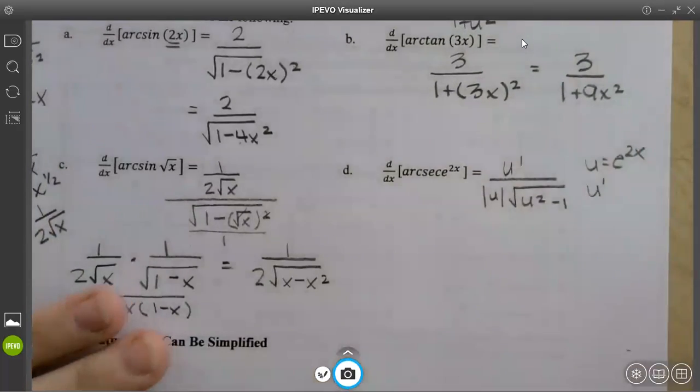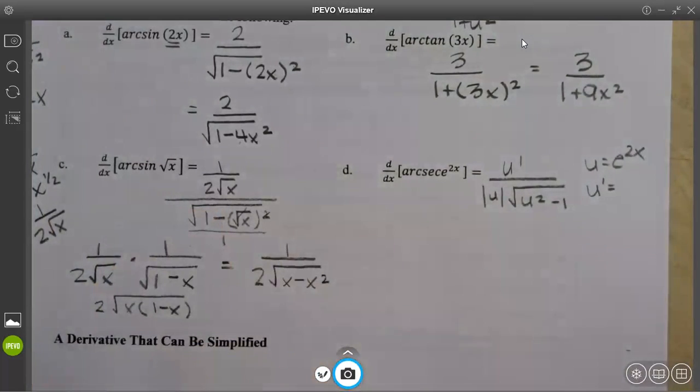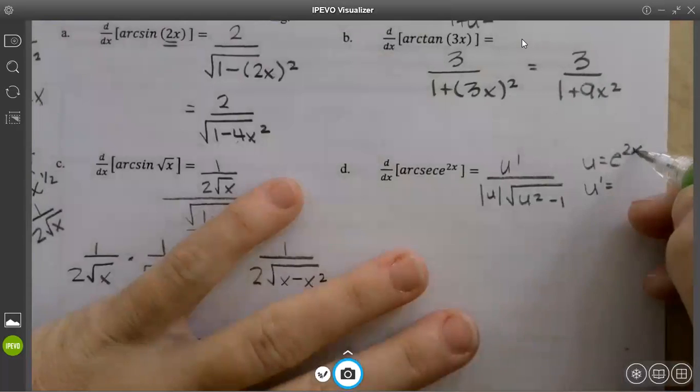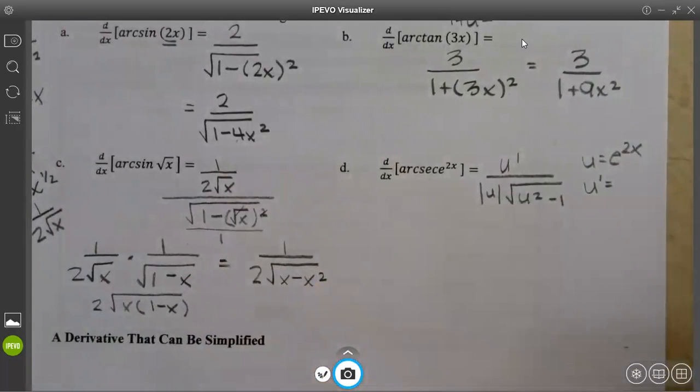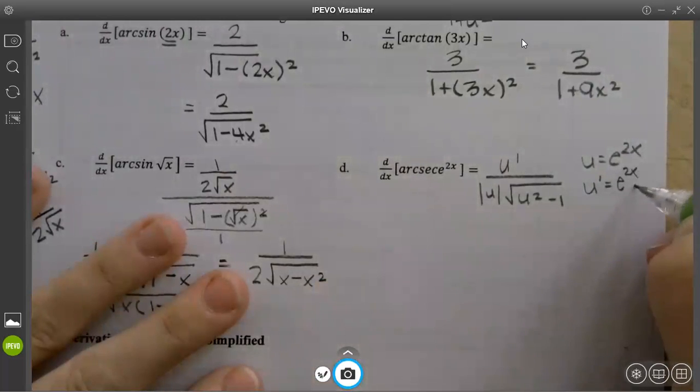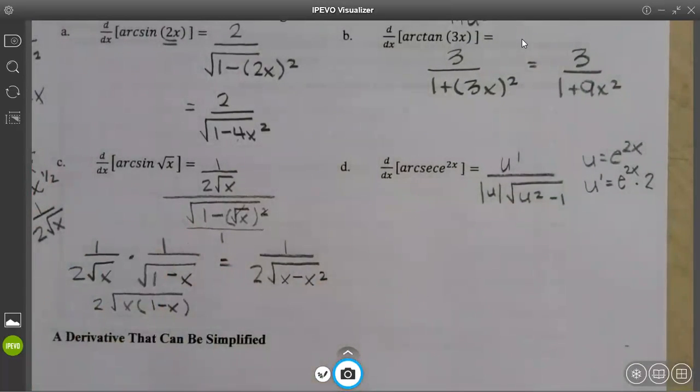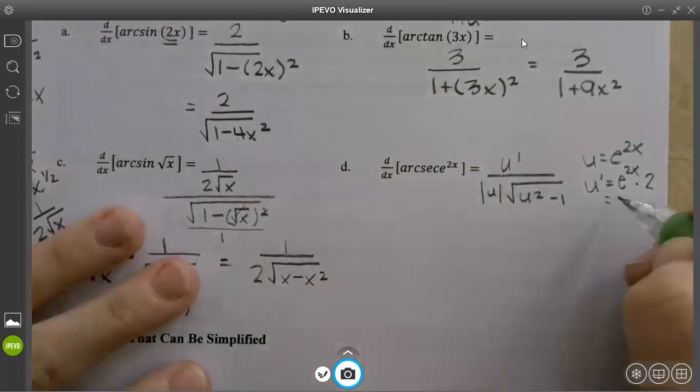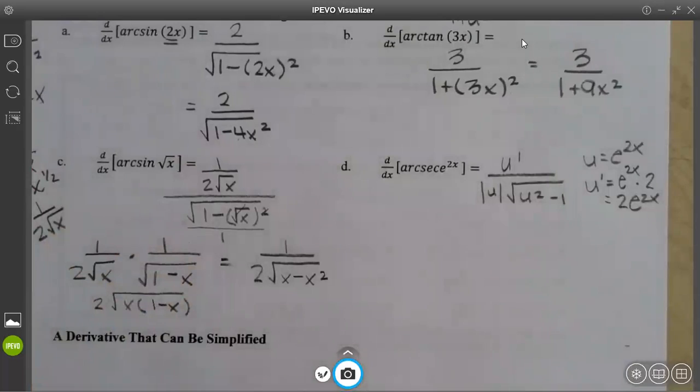What would be our u prime? What's the derivative of e to the 2x? Not plus 2, but times 2. Remember, the derivative of e to the regular x is just e to the x. So your function stays, but by our chain rule, you then multiply it by the derivative of the function inside. 2e to the 2x. Yep.